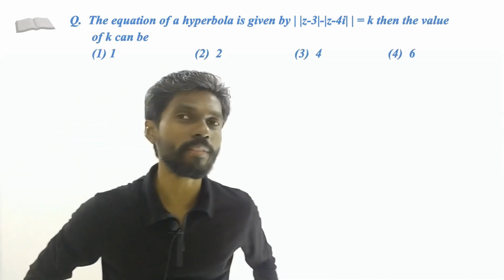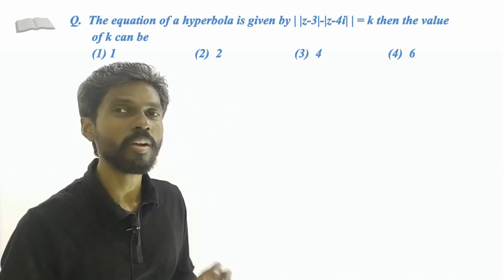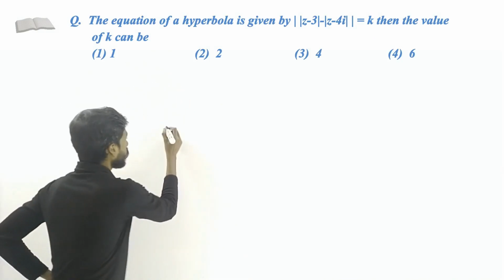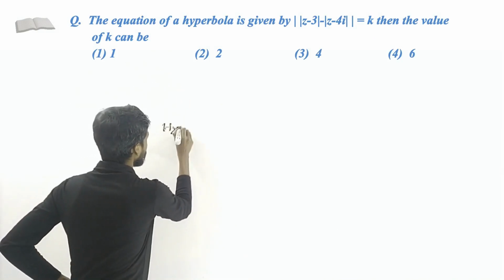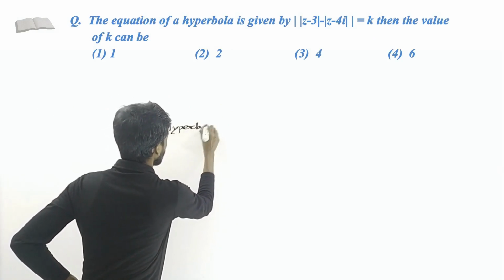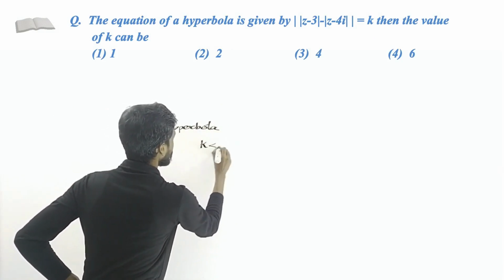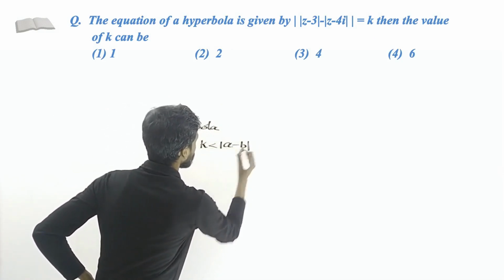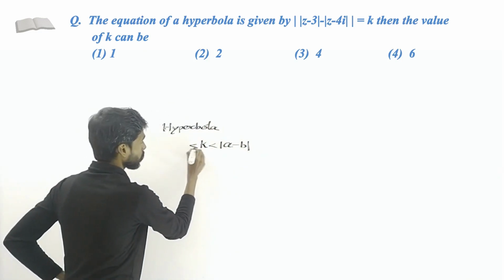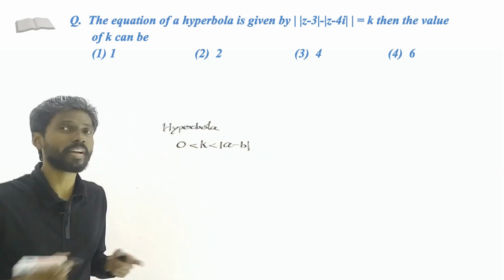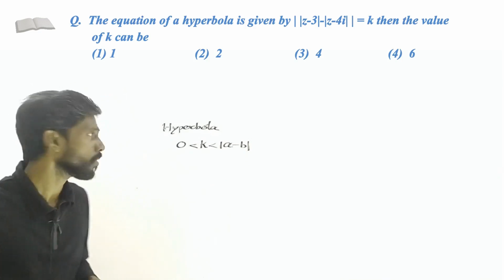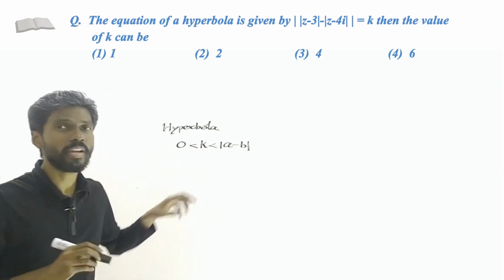Again, same condition, right? For this equation to represent a hyperbola, k must be less than modulus of a minus b. K must be greater than 0 also, right? So k cannot be equal to 0 or negative, because modulus cannot be negative. And also if k is equal to 0, it's not a hyperbola, right?